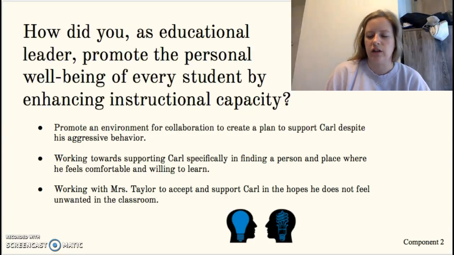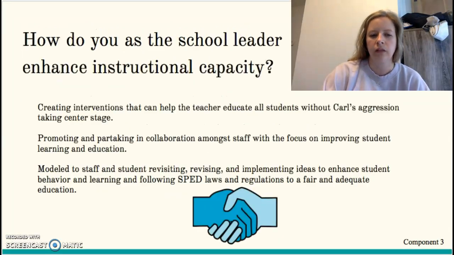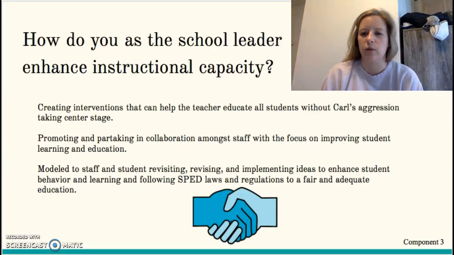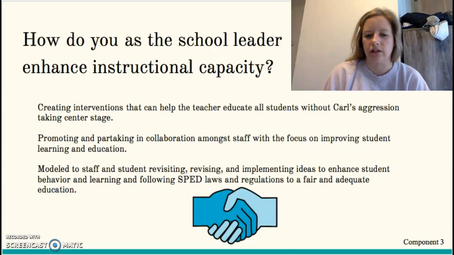As well as another teacher. If another teacher is willing to work with Carl and get on the same page as everybody, that's going to be much more successful for everybody in the long run. And lastly, how did I enhance instructional capacity? By creating interventions and educating everybody. This is important for the success of the entire school. As well as collaborating and working together, because if something works for one teacher, no one's going to know about it unless we discuss it.